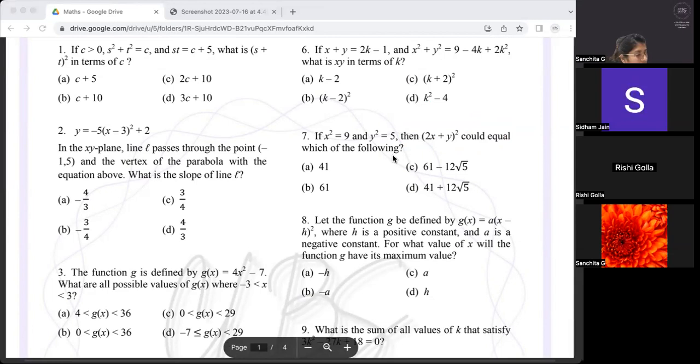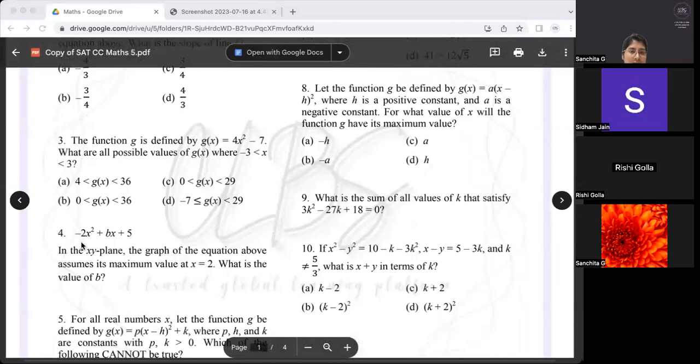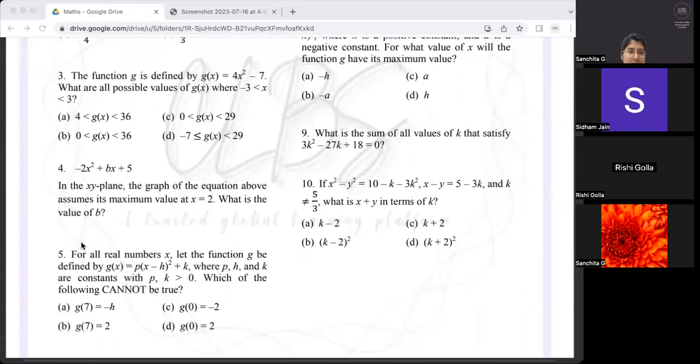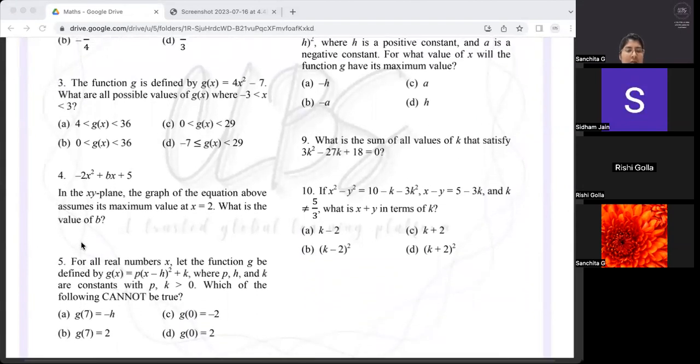Okay, let's take question 3. Let me just put it in one frame. Questions 3, 4, and 5. So question 3, it's what? I have the function g(x). I have to find the possible values of g(x) where x is between negative 3 and positive 3. I can solve it using multiple ways.